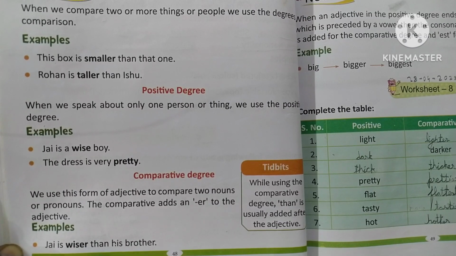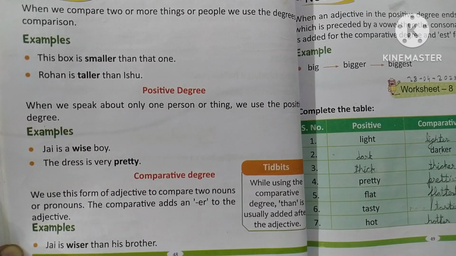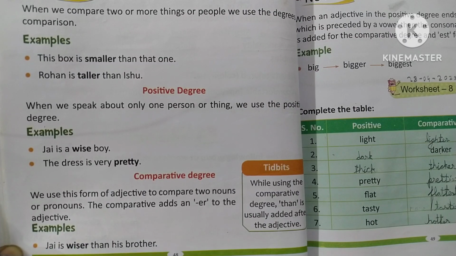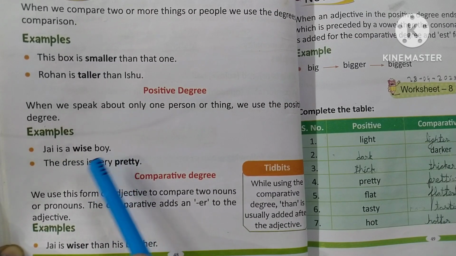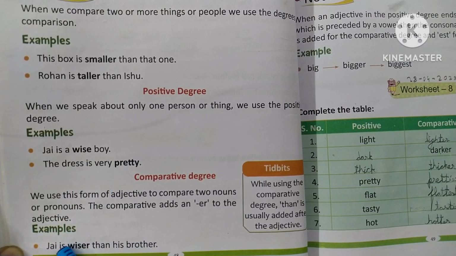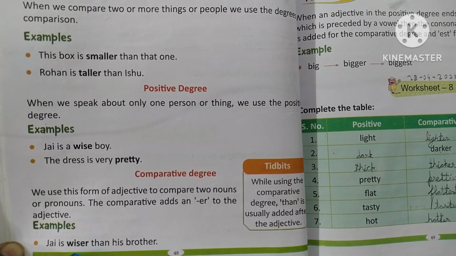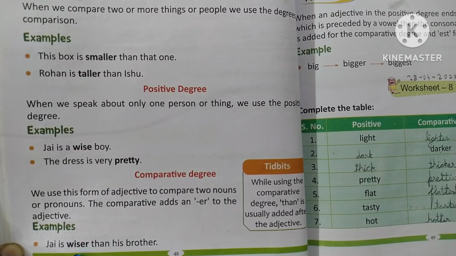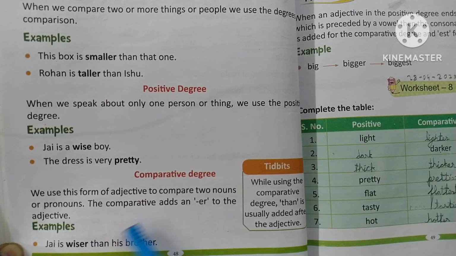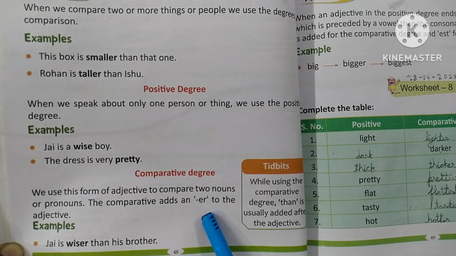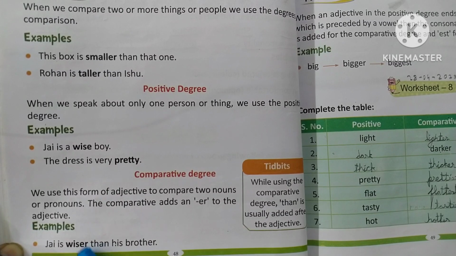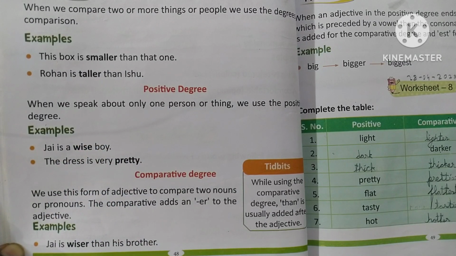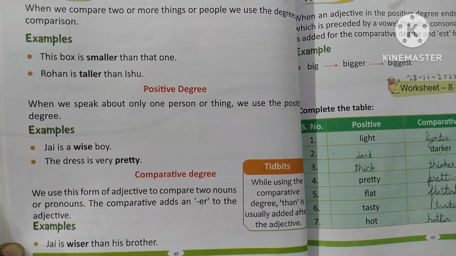Jay is wiser than his brother. What is the positive of wiser? It is wise. Now, if I say Jay is a wise boy, that was positive. But when I compare Jay with his brother, Jay is wiser than his brother. So what have I done to wise? I have added ER to the adjective. So I have added ER to the adjective wise and made a comparative degree.